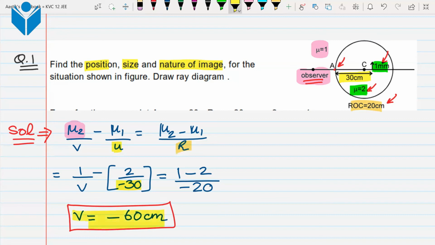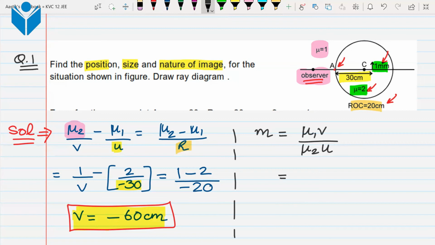Everyone getting my voice? Yes, sir. Okay, that is the first part. What is the second part? I have to find the magnification. Yes or no?